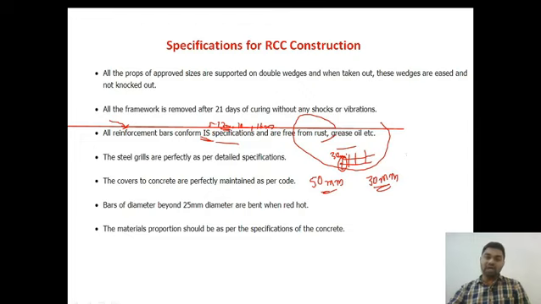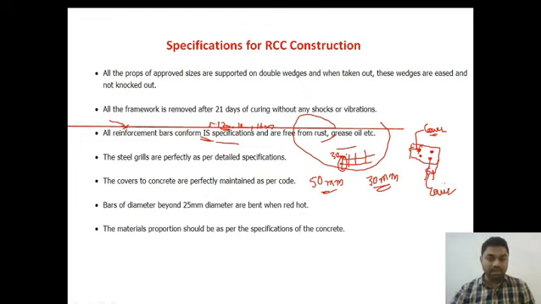So what is the cover? Suppose this is our column. Our steel rods are placed in this location. The distance from the outer surface of the column to the face of the bar is known as cover. Here also, this is the face of the bar, this is the face of the concrete. This distance is known as cover.